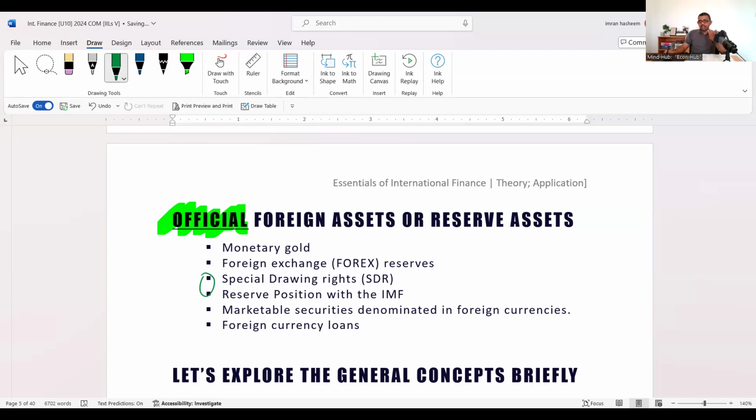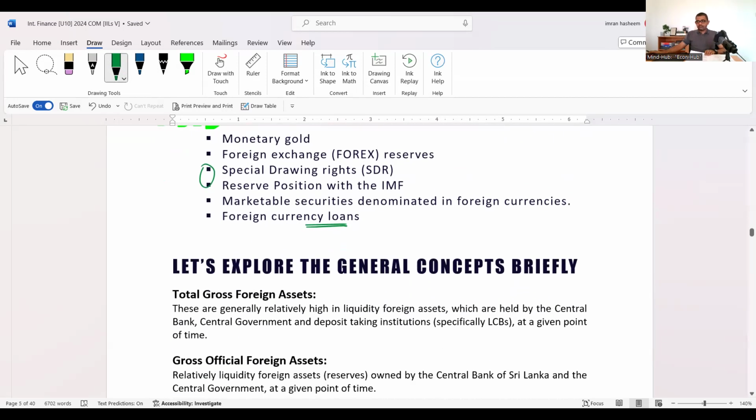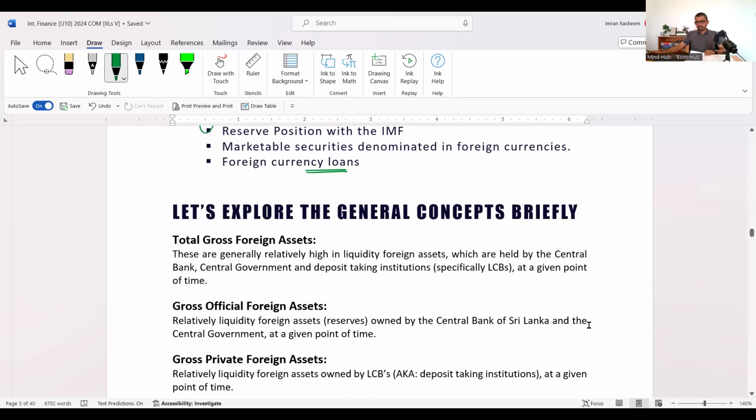As a country, that's part of our foreign assets. Then foreign currency loans that we have given. So you understand in Sri Lanka, these two things are very low, right? Okay. So this is a better way for you to remember the official foreign reserve assets or reserve asset items, right? Then let's explore the general concepts briefly.